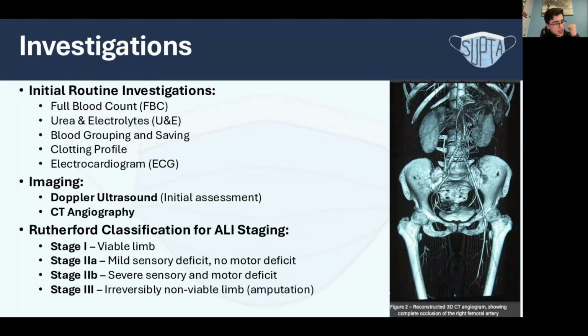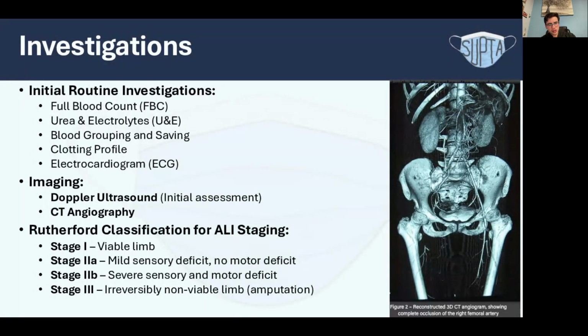So if you go back to the clinical presentation, the 6 Ps, the last one was paralysis. If there is paralysis, that means there is a motor deficit. That already tells you it cannot be stage 1 or stage 2. It has to be at least stage 2B, if not stage 3. So the classification further tells you that time is very critical with acute limb ischemia.